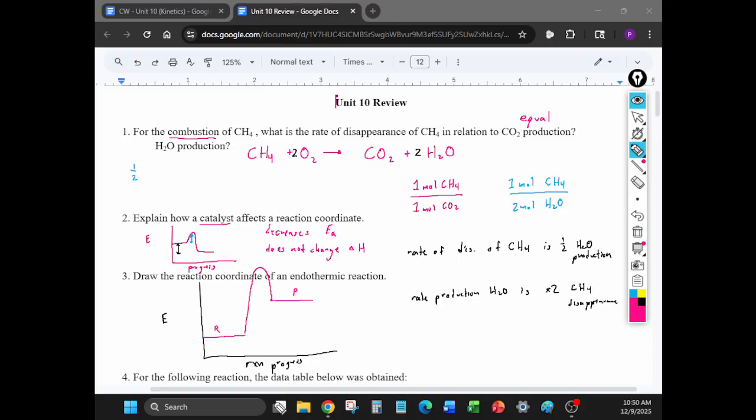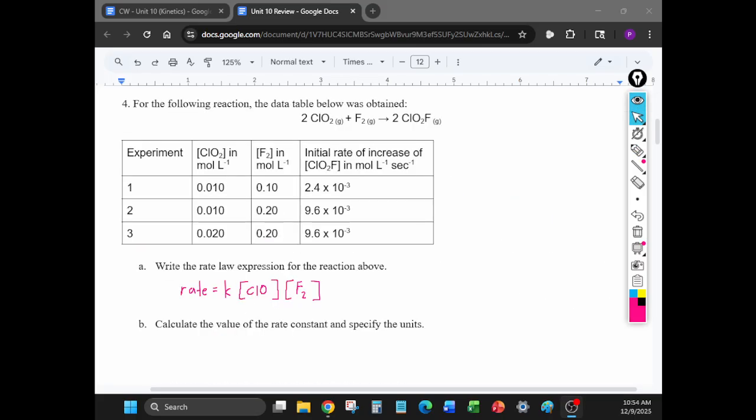Easy peasy. So again, just to call back to number 2, the catalyst will reduce this activation energy barrier right here. It'll just make it shorter.